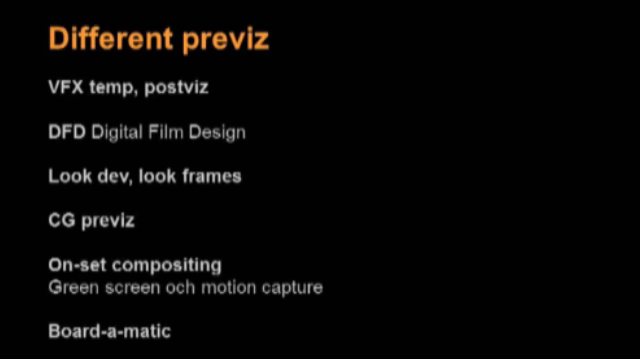CG previs is previsualization done with computer-generated images, 3D graphics usually, and that is very, very common that you do it that way, at least in the more upscale movies and movies with a lot of visual effects.